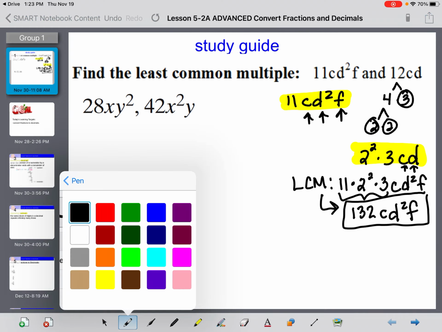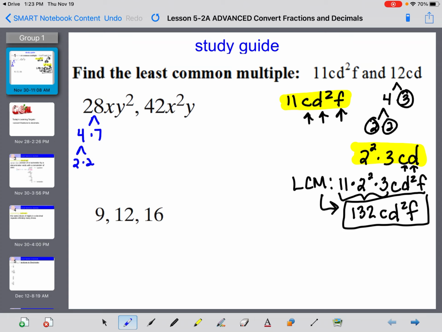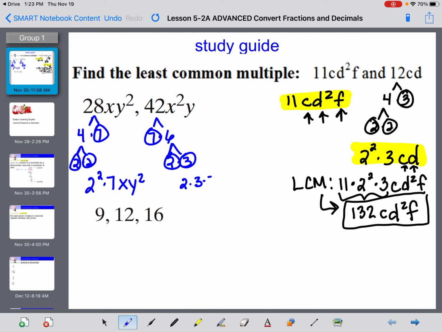For these, let's change the color here so you can maybe see it better. 28 is the same as 4 times 7. 7 is prime. 2 and 2 are prime. 2 squared times 7, x y squared. 42. 7 times 6. 6 is the same as 2 times 3. So 2 times 3 times 7. And then my variables, x squared times y.